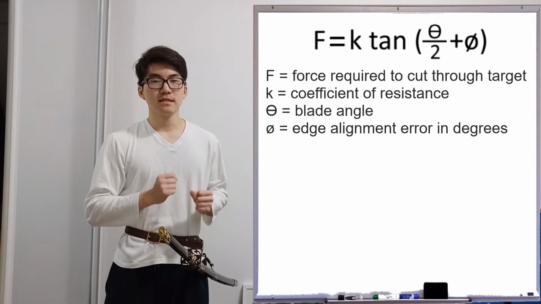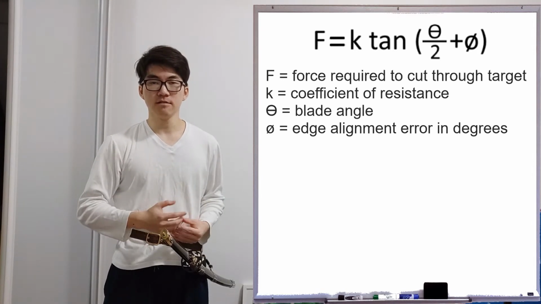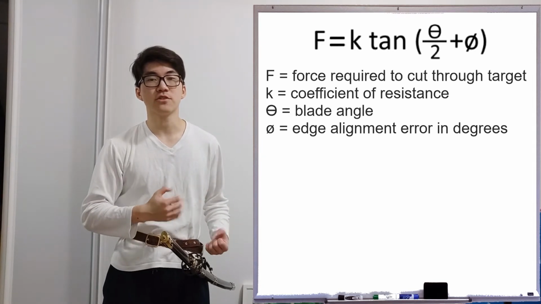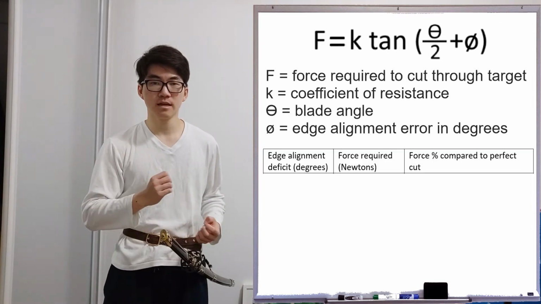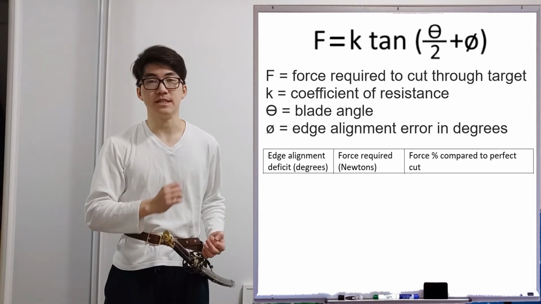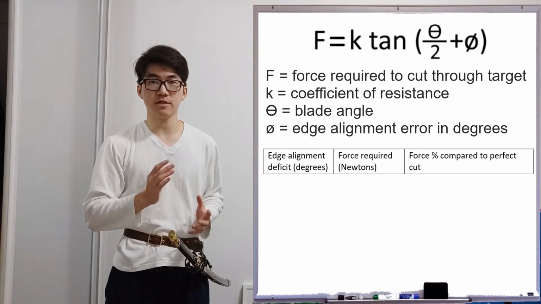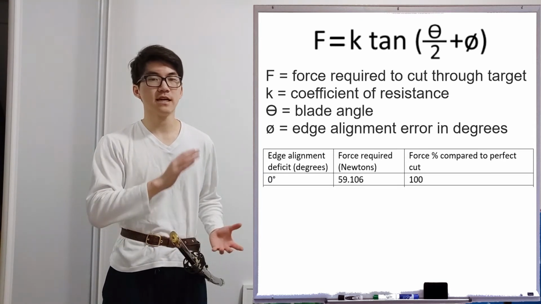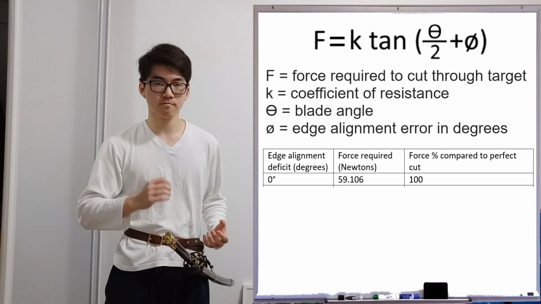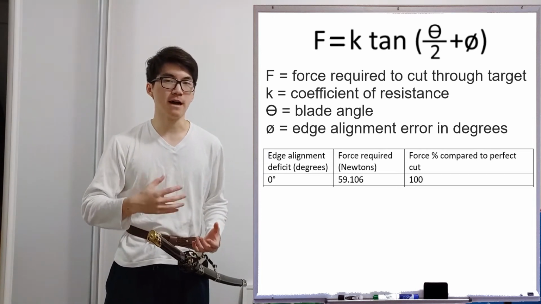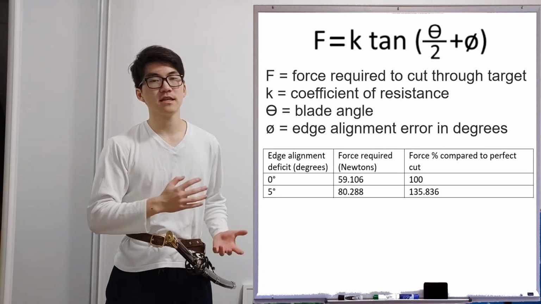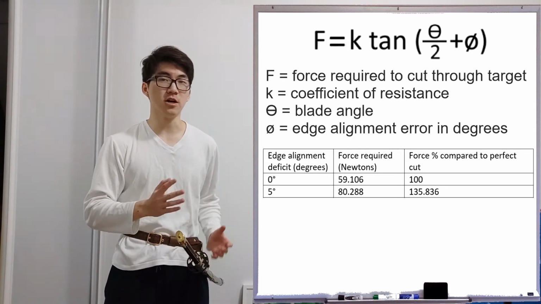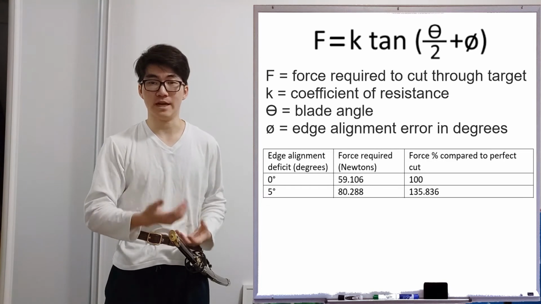So let's say that we have a katana and we are cutting through a tatami mat, then K roughly equals 3,750 over 17. So if we have no edge alignment deficit, so 0 degrees of edge alignment deficit, it's a perfect cut, then we will say that is 100% of the force. Now let's say that we've got 5 degrees off. So suddenly this 100% of force goes up to 136% of force. So 5 degrees off has cost us 36% more force and more energy.